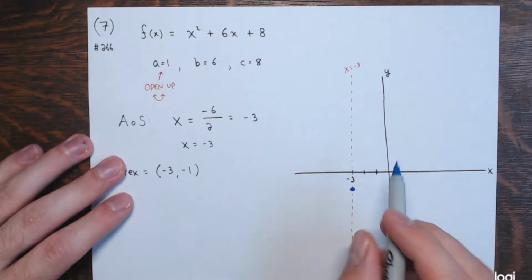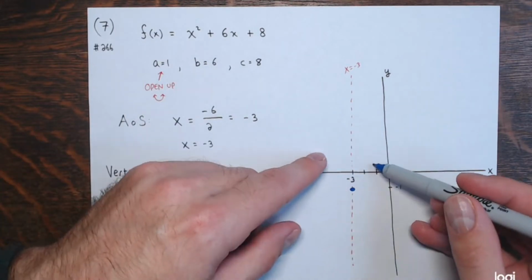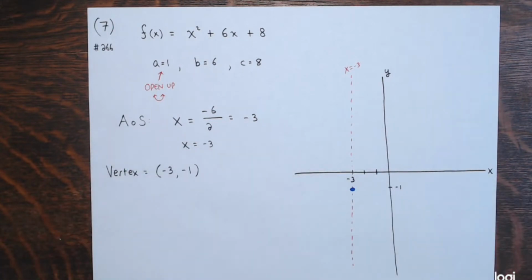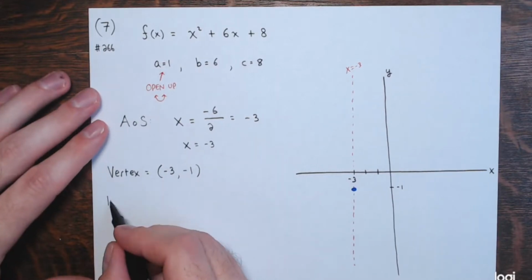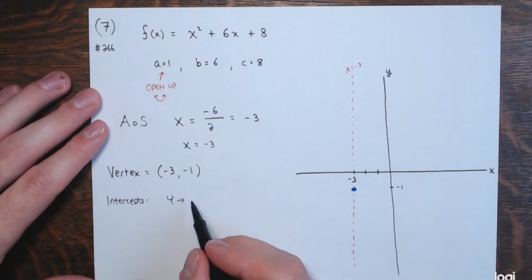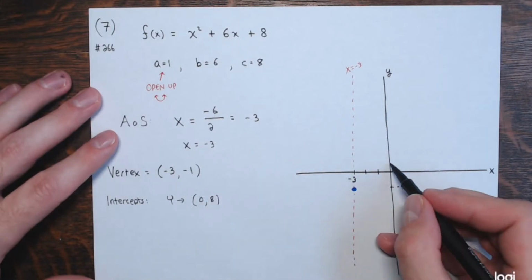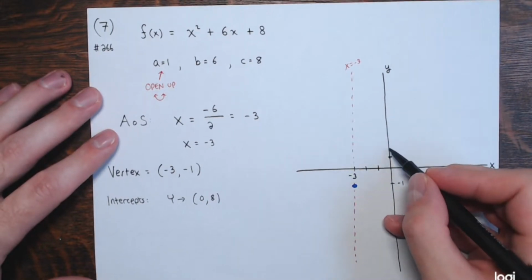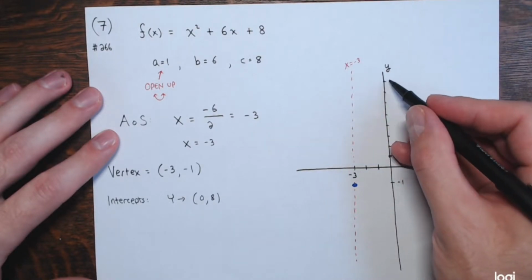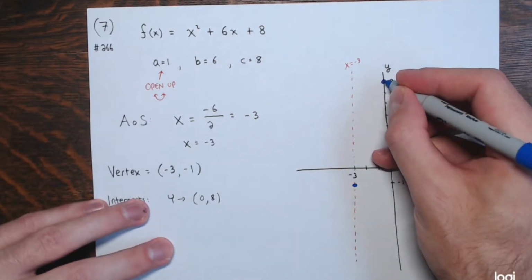And we know it's opening up. So that's going to be the lowest point. And it's opening up, so that means the parabola is definitely going to hit the x-axis. There will be x-intercepts. And let's find them. Right, the intercepts. Once again, the y-intercept is easy. Just put in 0 for x, you'd get 8 for y. So 0 for input, 8 for output. There's the y-intercept.